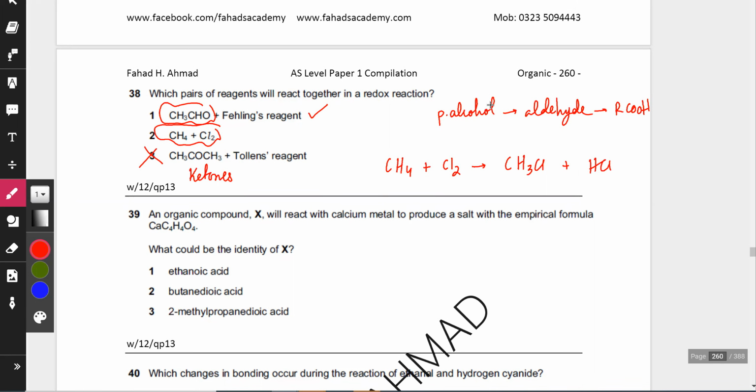Now, is this a redox reaction? If you look carefully, you would notice that Cl over here has an oxidation state of 0. Cl over here has an oxidation state of -1. Its oxidation state is changing. Initially, it was a free element, and now it is changing into -1, which means there is reduction. There would definitely be oxidation happening as well. So it is a redox reaction. So both 1 and 2 are correct. The third one is not going to be correct. Ketones are not going to get oxidized.